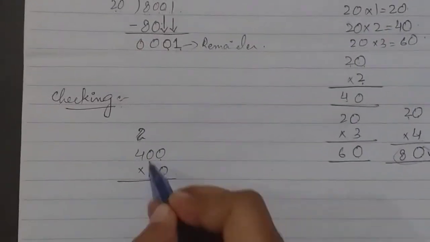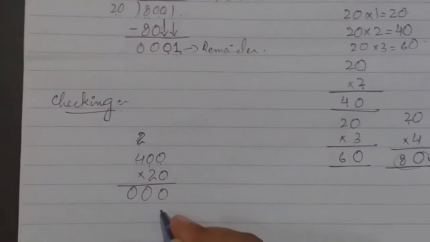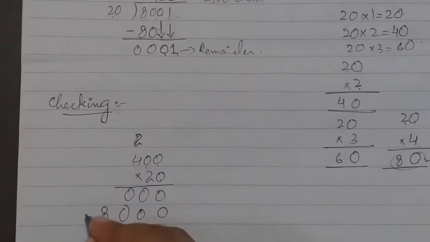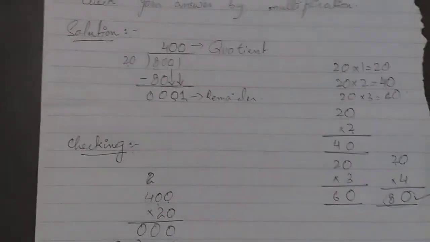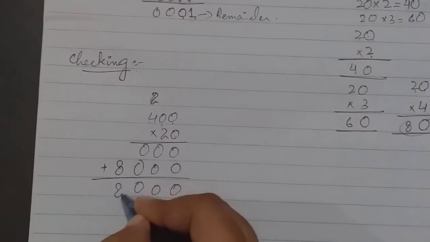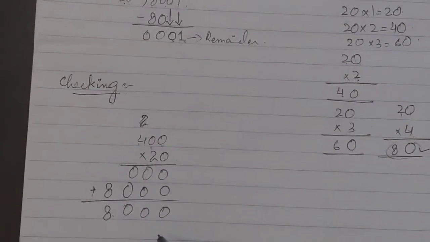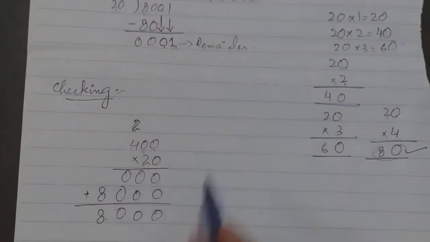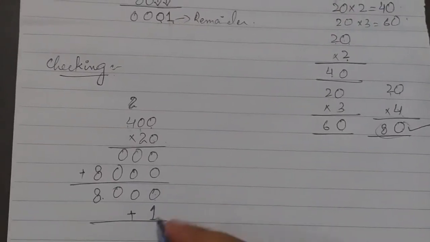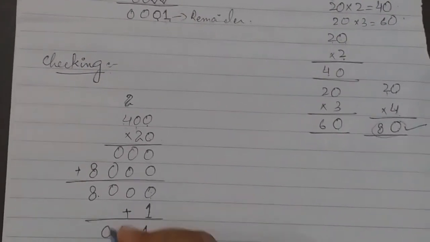Zeros are 0, zeros are 0, 0 fours are 0, 2 zeros are 0, 2 zeros are 0, 2 fours are 8. Now 0, 0, 0, 8. Now we will add our remainder. Our remainder is 1. We will add 1. 0 plus 1 is 1, and 0, 0, 8.